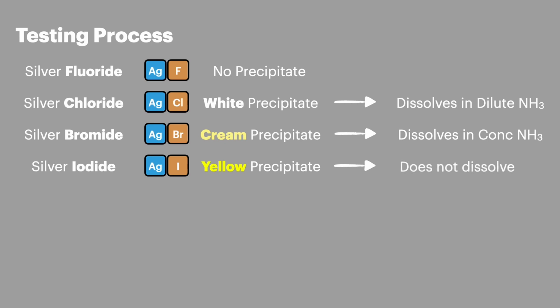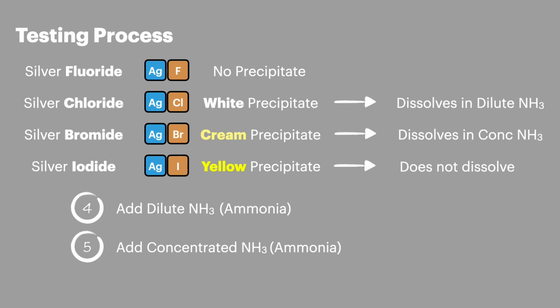So steps 4 and 5, first adding that dilute ammonia, and then secondly, adding that concentrated ammonia. Now, we have to do it in this order because the concentrated ammonia will also dissolve the silver chloride. So we need to test that first with the dilute ammonia.